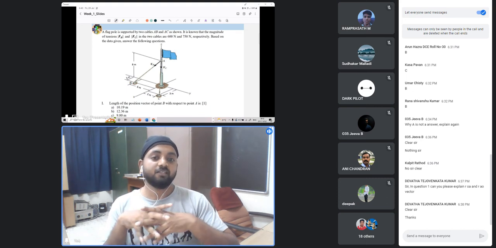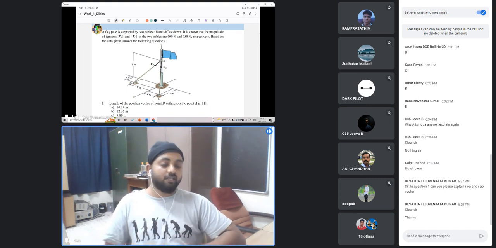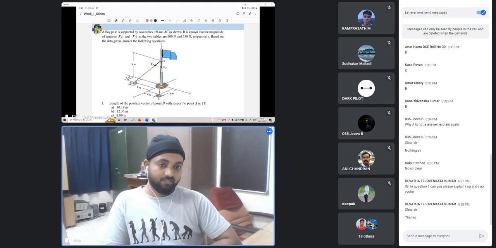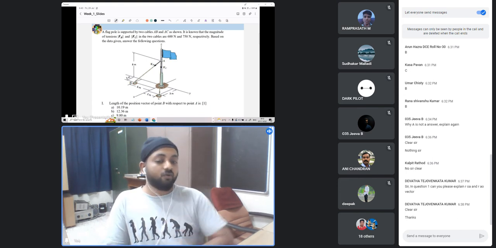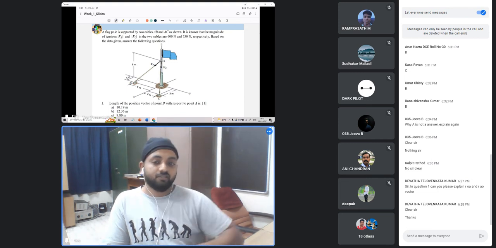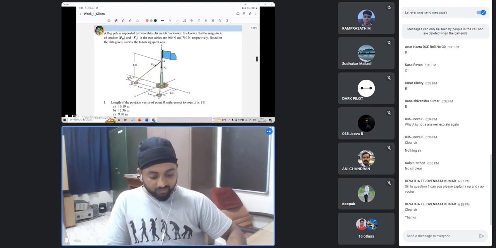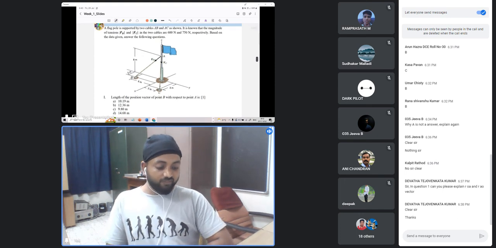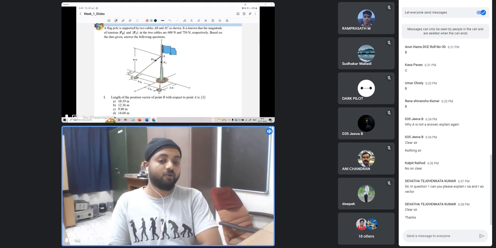So I hope you have taken a screenshot of this question. This is what I will be solving first in the next session. Any clues or something that you want on this question, how to proceed with it? Let us look at the first question. Length of the position vector of R with respect to point A. So just now I explained how to get the position vector.